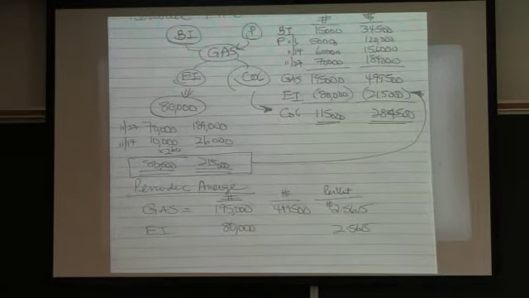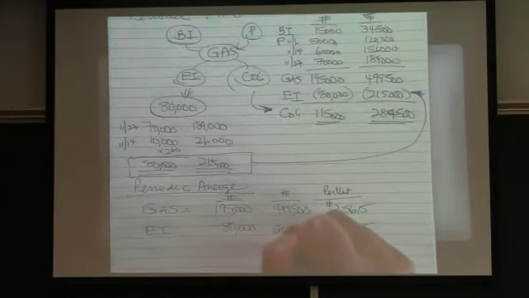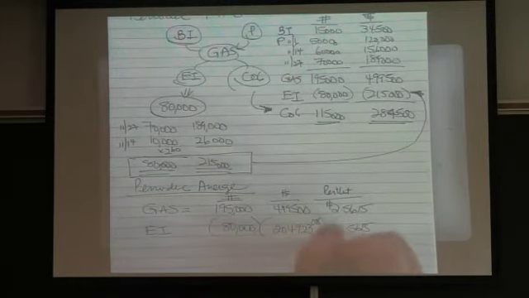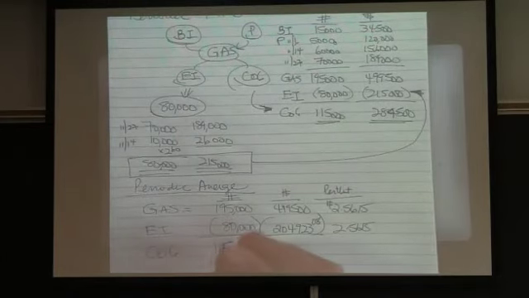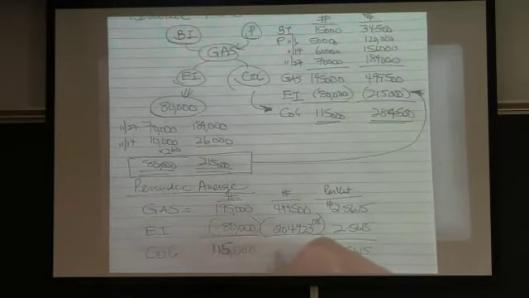Ending inventory, we know there's 80,000 units at $2.5615. It's going to be $204,923.08, which means that the cost of goods sold is 115,000 units at $2.5615. That's $294,576.92.